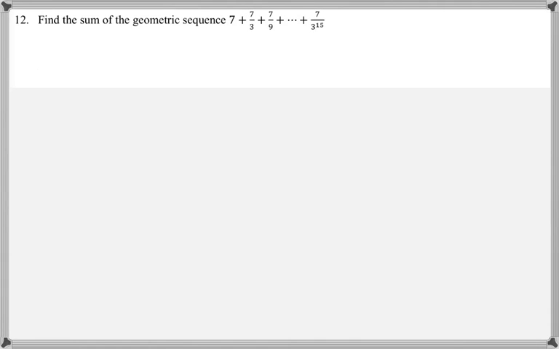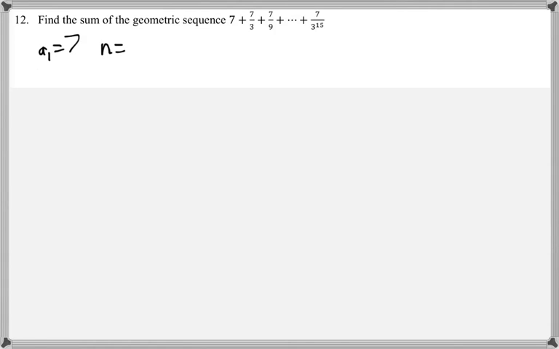Question number 12 wants us to find the sum of the geometric sequence. Whenever they say find the sum of the sequence, that's really the same thing as finding the series. So we can use our series formulas here. So my first term a1 is 7.